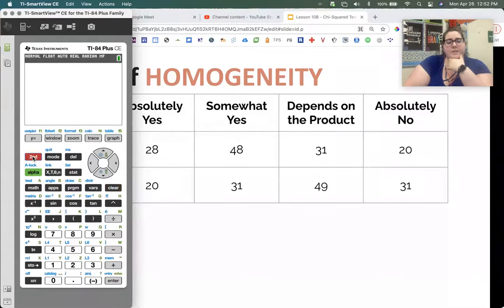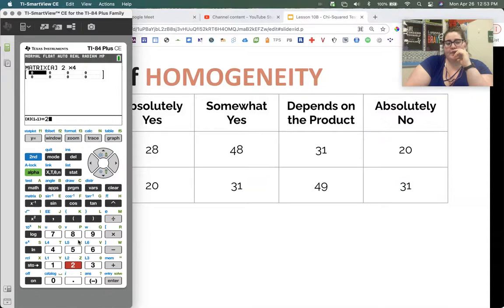So we're going to do second matrix. Oops, push the wrong button. Try that again. Second matrix, which is the x-1 button. Then we're going to go to edit, and we're going to edit matrix A. And this is where we're going to put our observed data from the actual sample. This is a 2x4. Rows come first, then columns. But just remember, what it should look like on your calculator should mimic what it looks like on the page. That's how you know that you have the right dimensions.